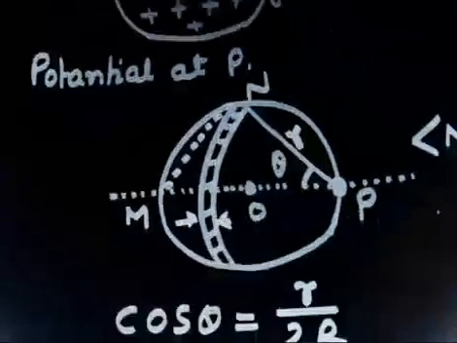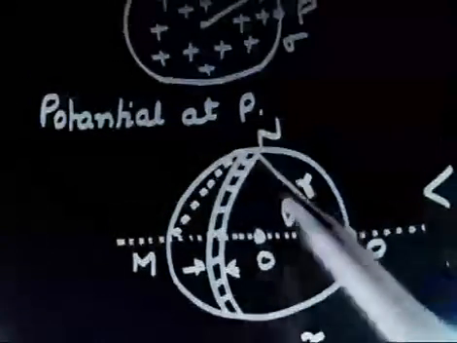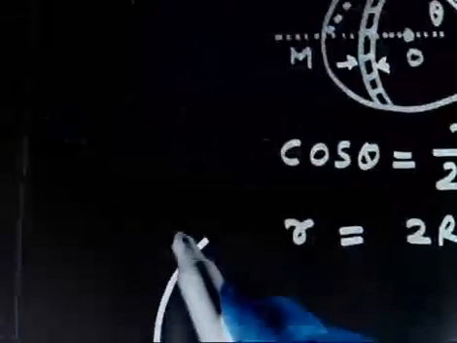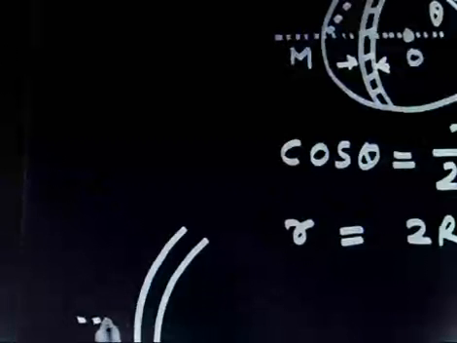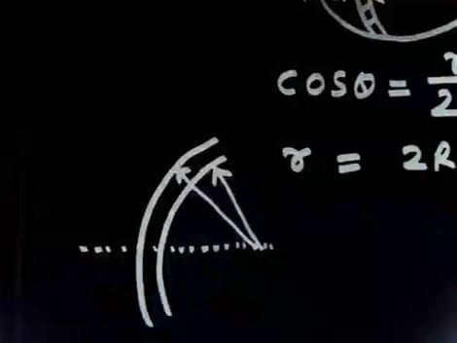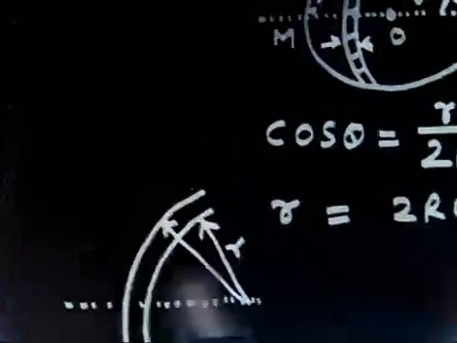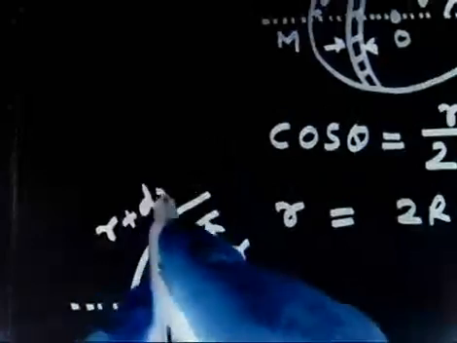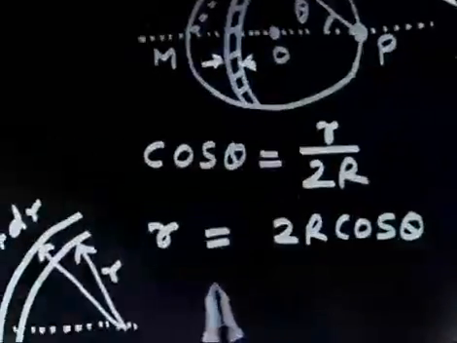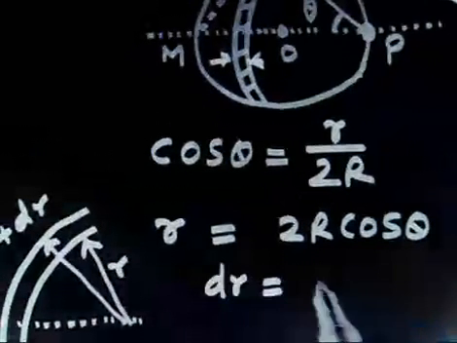The thickness of this strip is basically dr. So this is r, and then I have considered r plus dr. Let me show you. This is for r, and this is my center of circle. So this distance is r, and this distance is r plus dr. This means the thickness of my strip is dr. Are you getting it? So dr is the thickness of a strip.